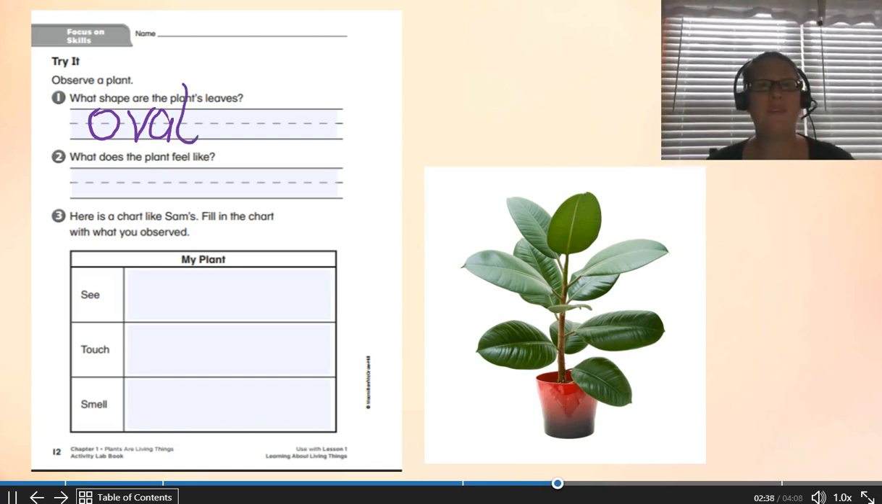What does the plant feel like? I can't actually feel it, but I have felt a plant like this before. The leaves feel smooth and wax-like. So I'm going to write smooth.